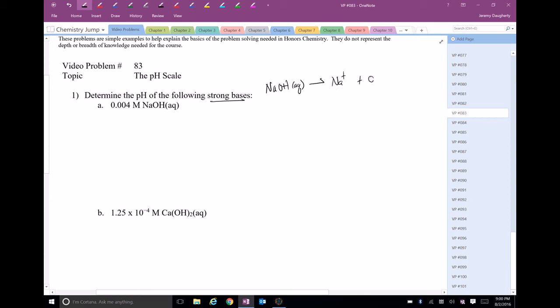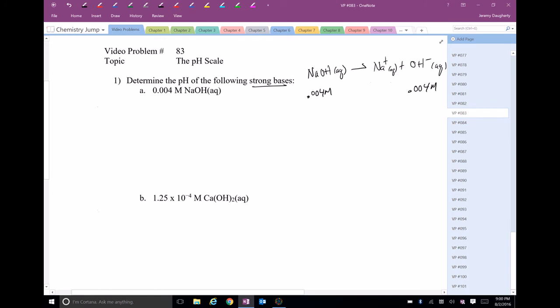Now the reason why that's important is because since this is 0.004 molar, this hydroxide is 0.004 molar, and that's what we're concerned about. So we're going to be finding the pOH here since it's a base, and that's equal to the negative log of the hydroxide concentration. So the pOH is equal to negative log of 0.004. Type that into our handy dandy calculator.